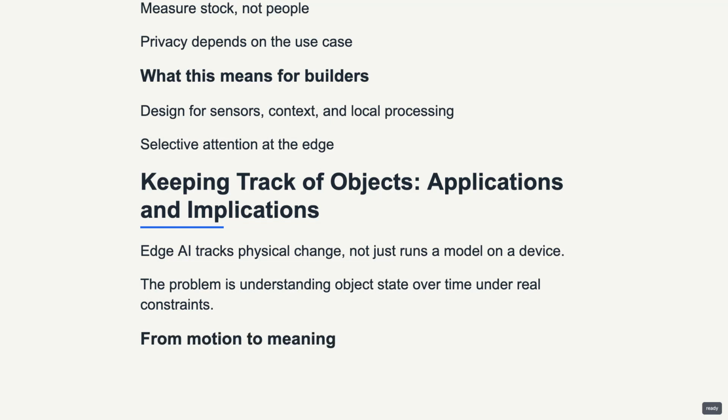The first step is turning raw sensor readings into something the system can act on. That is where the data stops being just measurements and starts becoming state, events, and decisions.